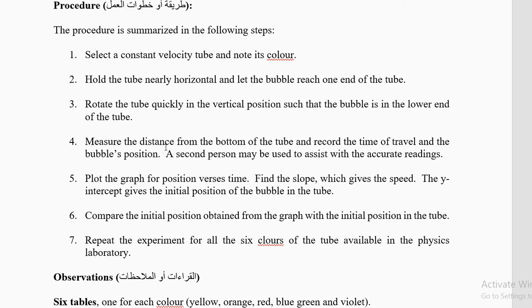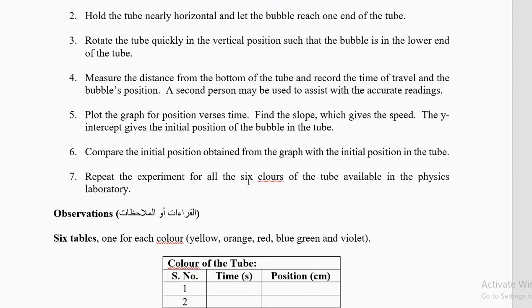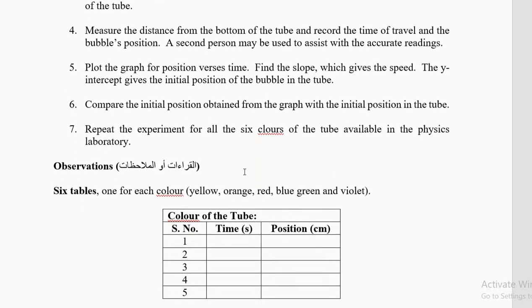In 7 or 8 or 10 seconds, it will complete the distance of 1 meter. And you have to take 4 or 5 readings during these 10 seconds. 2 readings is very little. You have to take at least 4 or 5 readings or even more readings if possible. Then do the complete analysis graphically, which I will show you shortly. Then you have to repeat this experiment for all the six colors.